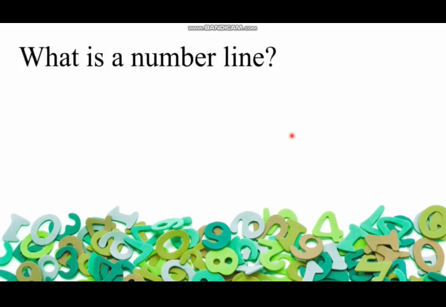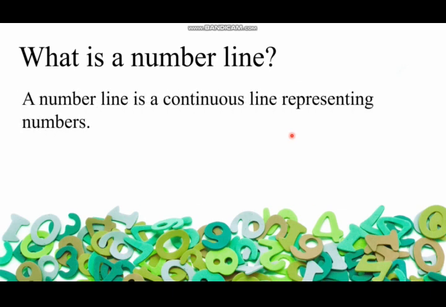Okay. So, if I have to frame a sentence and tell you what is a number line, in a simple sentence I can say, a number line is a continuous line representing numbers. Okay. So, a number line, again I am saying, is a continuous line representing numbers. Now, there is a new word over here. Can you tell me what is the new word? Yes, it is continuous line.